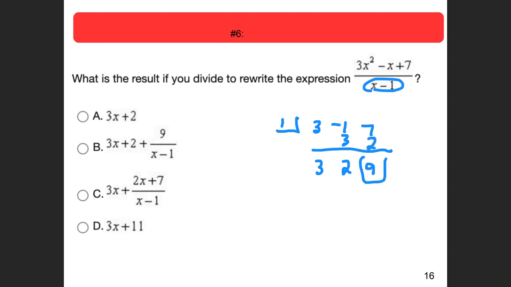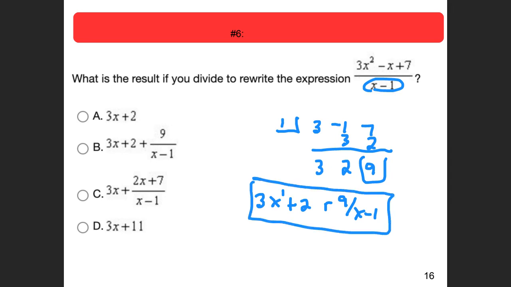Okay, so this time I have a remainder. So what does that mean? It means x minus 1 is not a factor of this, because having a remainder of 0 means it's a factor. So what do I have? I start with x squared. So my answer is 3x plus 2 with a remainder of 9 over x minus 1. So I'm going to go with letter B for that problem.